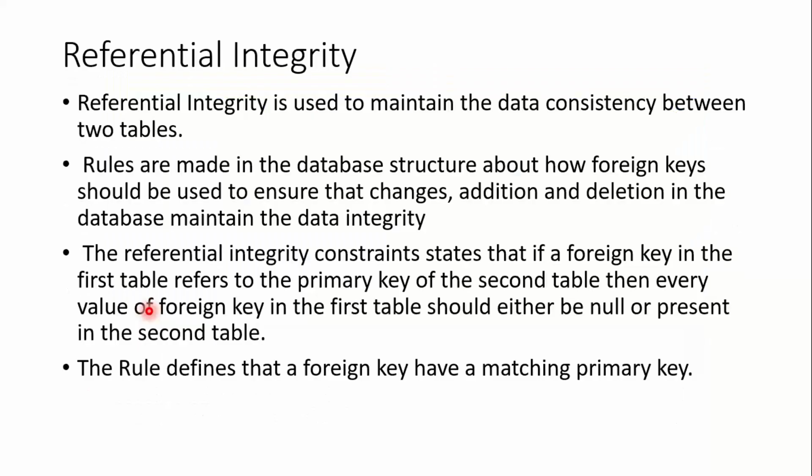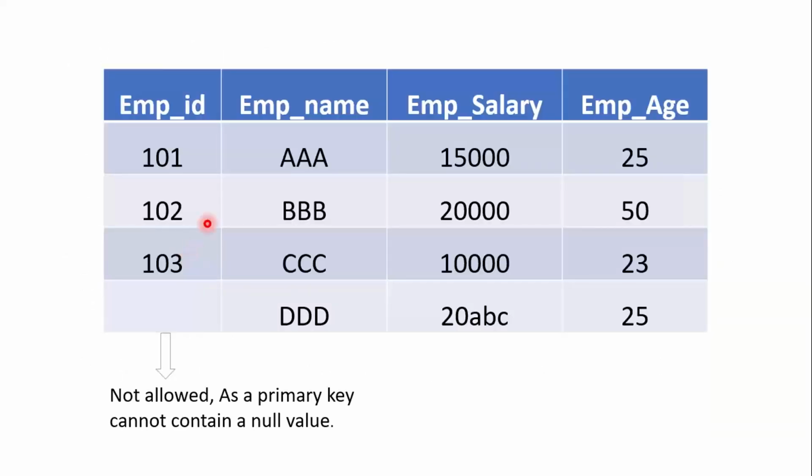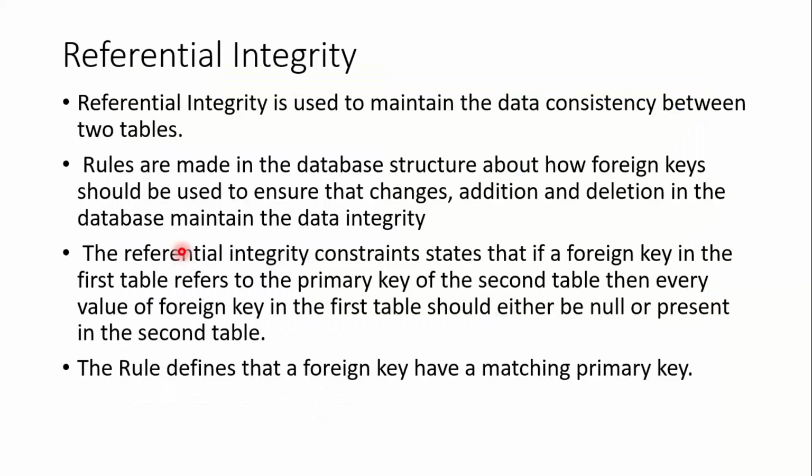Next, referential integrity. So what is referential integrity? The name itself is saying relation. It is a constraint which is put on the link or relation between the tables. See, referential integrity is used to maintain the data consistency between two tables. Here, entity integrity is related to only one table, one single entity. But referential integrity tries to maintain the data consistency between two tables.